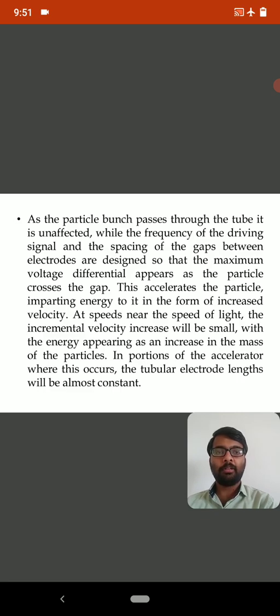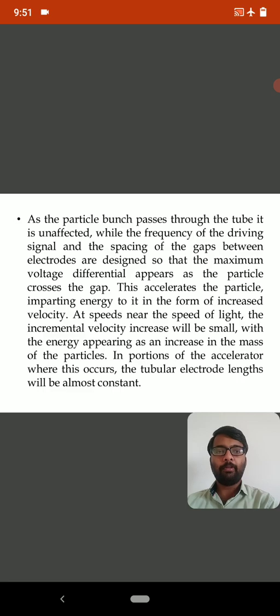So the construction of such a long linear accelerator is too expensive, and it occupies a large space, and these are some of the disadvantages of this linear accelerator. Constructing several thousand meter long linear accelerators is a bit expensive, and it takes up a larger space. So these are the advantages and disadvantages of this linear accelerator.